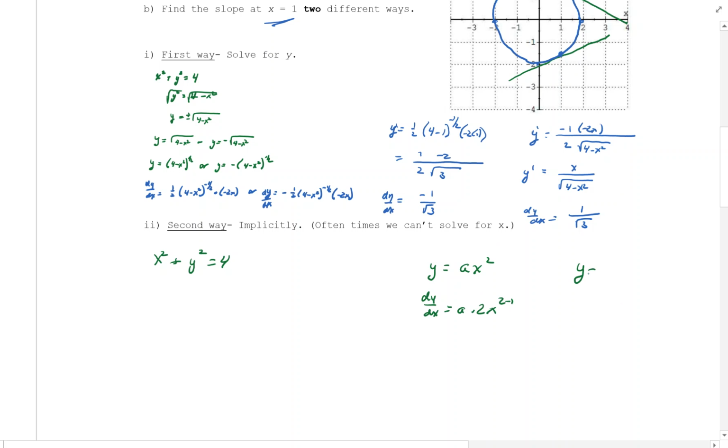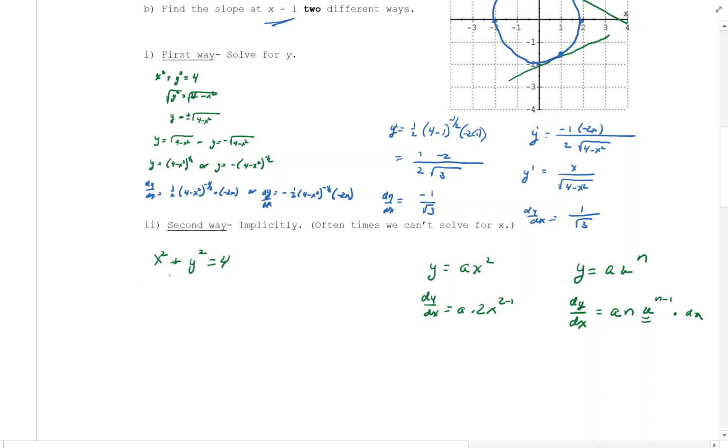If I had a u to the n, so this is something other than x, if I'm taking the derivative with respect to x, how does y change when x is changing? I'm going to have this a times the n, the u shows up again, n minus 1, but then I've got to multiply by the derivative of whatever this u thing was.